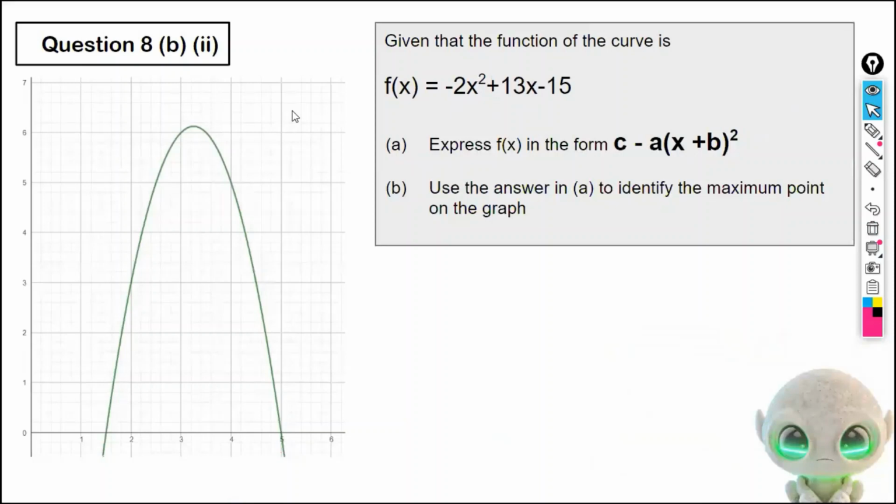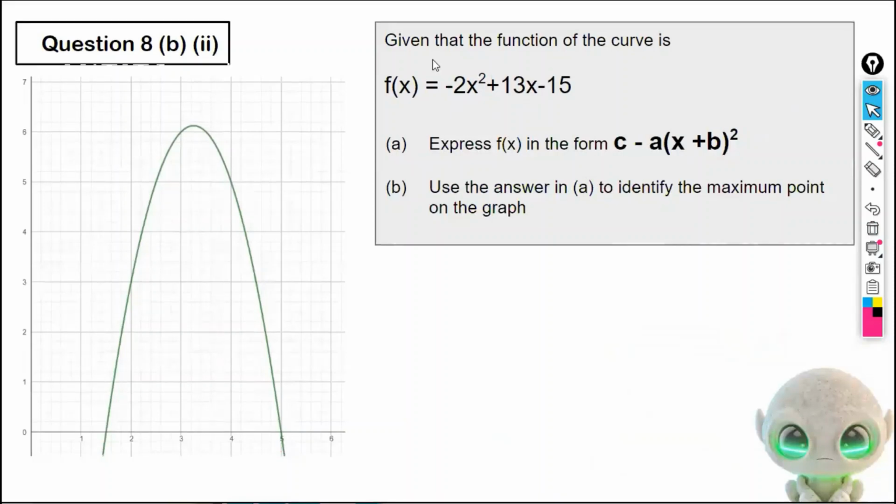Right, so we continue. The question did change. It looked like it didn't change, but this is B part 2. Now, this one here, we want to express it in the form C minus A times x plus B squared. This is basically the same thing as H minus A times x plus K squared, right? It's the same exact thing. This is called vertex form, and the examiner could use any 3 letters here. He doesn't have to use A, H, and K, which are the most popular letters. He could use A, B, and C.